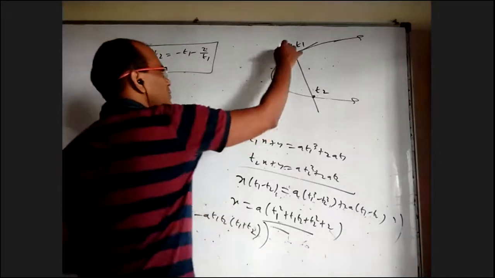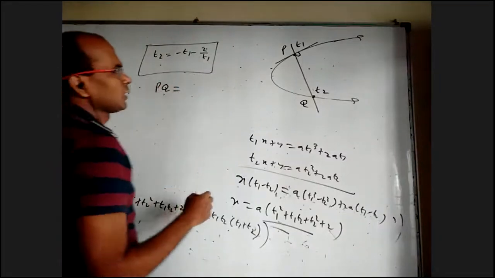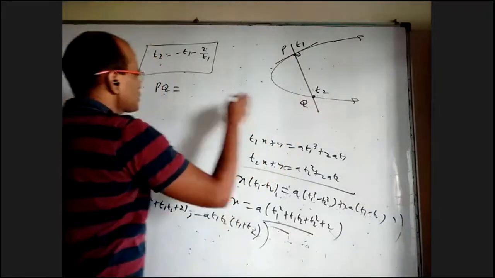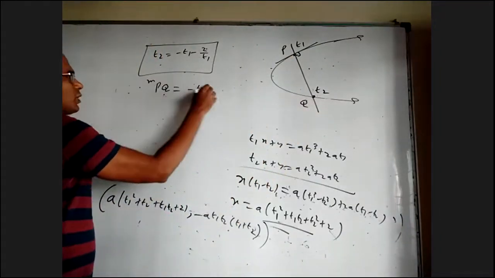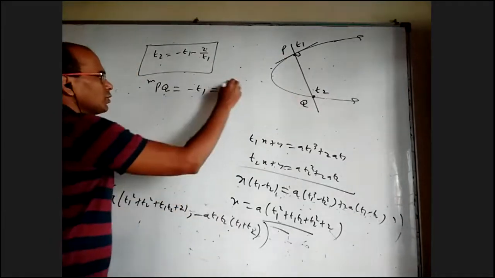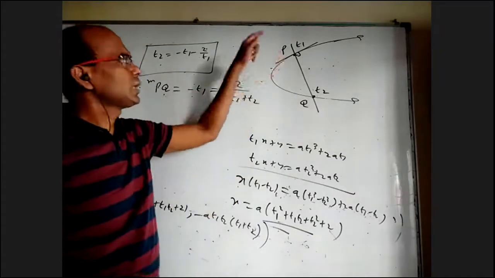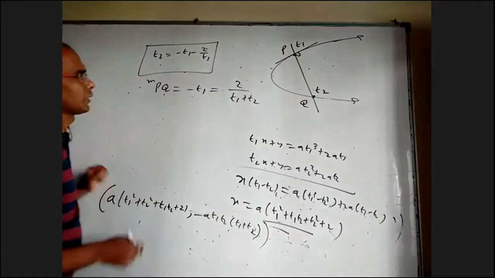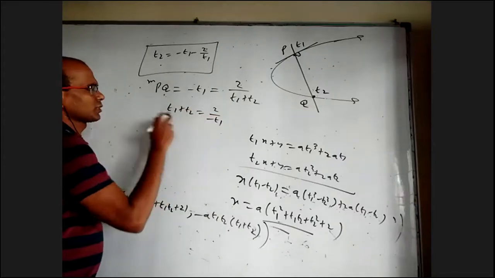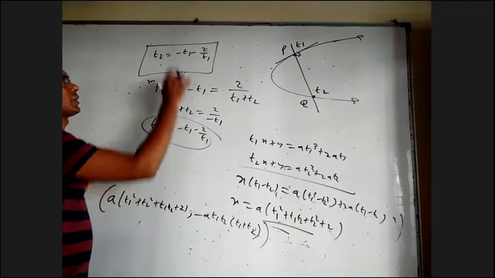How did we derive this? You can find the slope of PQ in two ways. Because it is a normal, the tangent at T1 has slope 1 by T1 and the normal has slope minus T1. So the slope of PQ one way is minus T1. And the slope of any chord joining T1 and T2 is 2 by T1 plus T2. Just equate them. The normal at P and the PQ slope both should be the same. Bring this one here, T1 down. You get T1 plus T2 equal to 2 by minus T1. And T1 that side, T2 equal to minus T1 minus 2 by T1. That is exactly this.